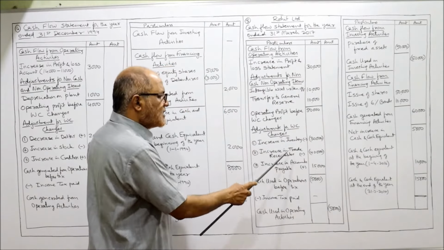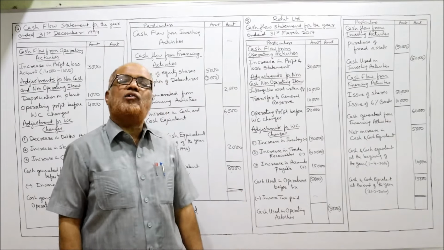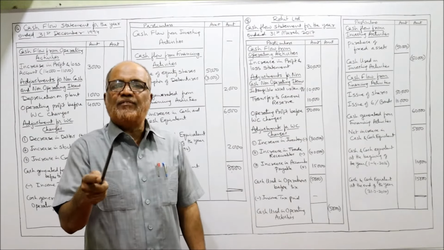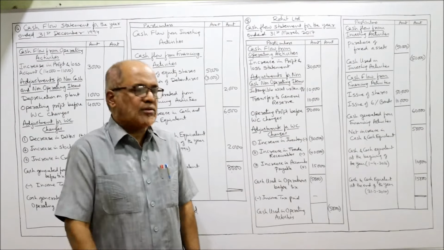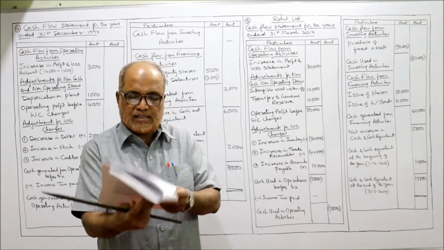So here, increase in accounts payable. Accounts payable or trade payable mean one and the same. How much? 15,000, that is 55,000 minus 40,000. So current liability is over. Now I am coming to the current assets.